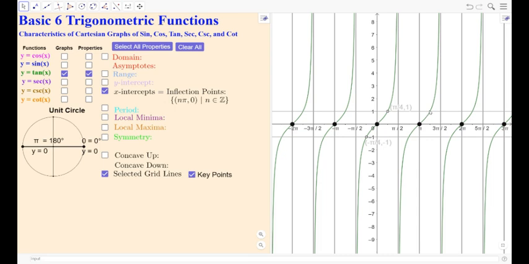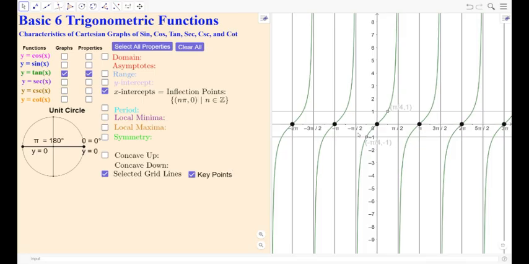So if that happens at pi over 4, of course, it'll happen again at another pi added to that. So that would be 5 pi over 4. And another pi added to that, that would be 9 pi over 4. Or subtract pi would be negative 3 pi over 4. At negative pi over 4, we're at negative 1. Add pi to that would be 3 pi over 4, and so forth.